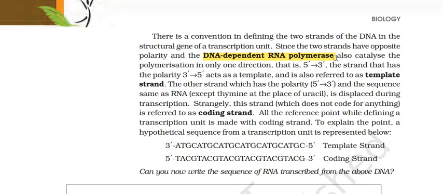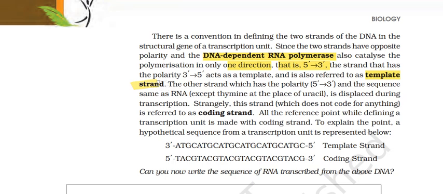Also catalyze the polymerization in only one direction, that is 5' to 3'. DNA dependent DNA polymerase भी 5' to 3'. फिर हमने देखा था कैसे Okazaki fragments आते हैं, you had to join them by DNA ligase. The strand that has the polarity 3' to 5' acts as a template and also referred to as the template strand. अब जिसका 3' 5' होगा एक ही strand लेना है, वो that will act as a template because 5' to 3' में continuously हमारा जो है उसका RNA transcribe होता रहेगा.